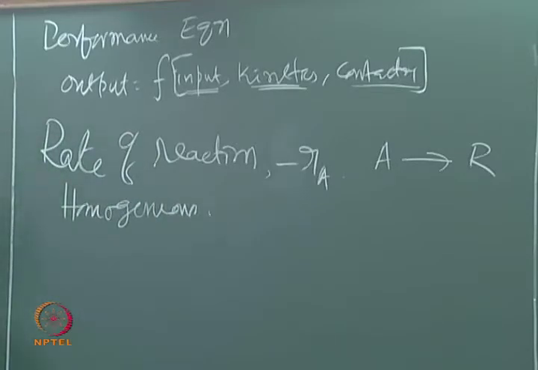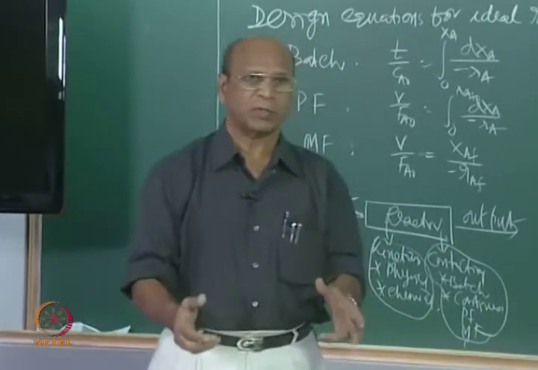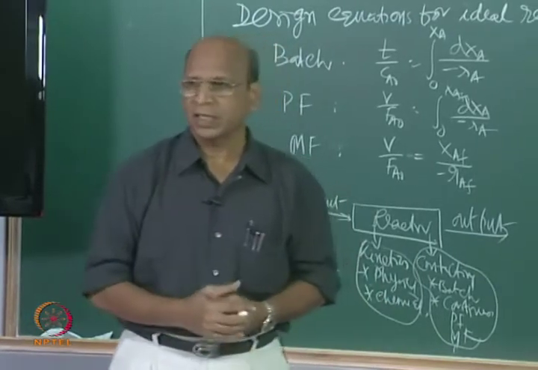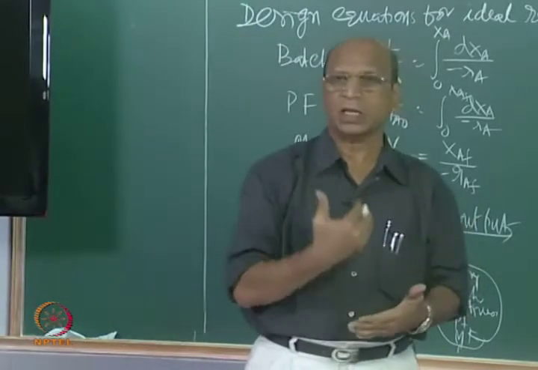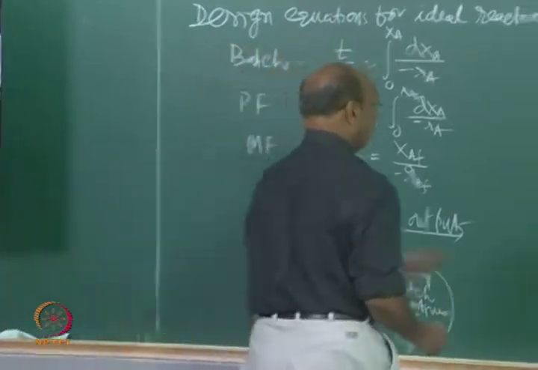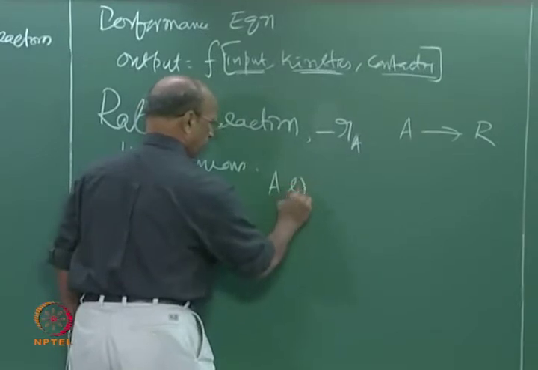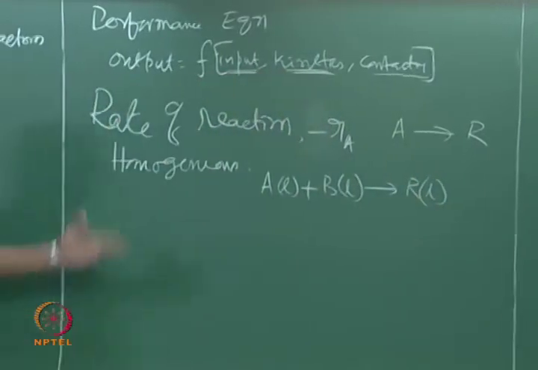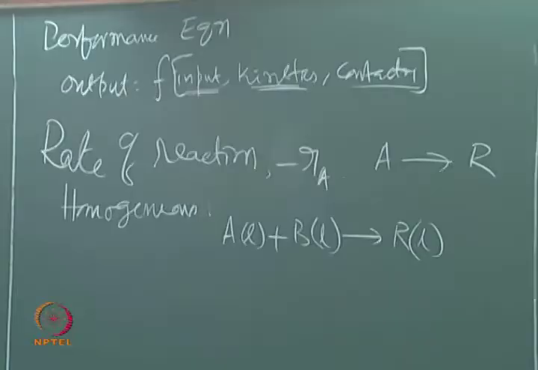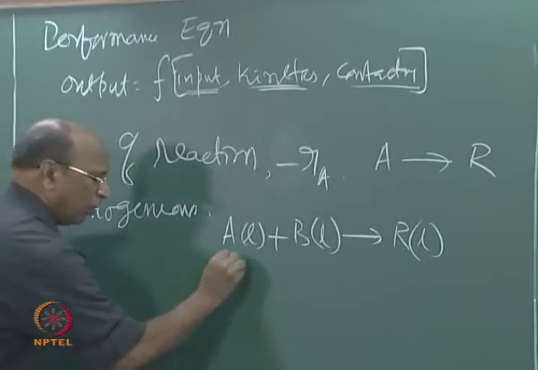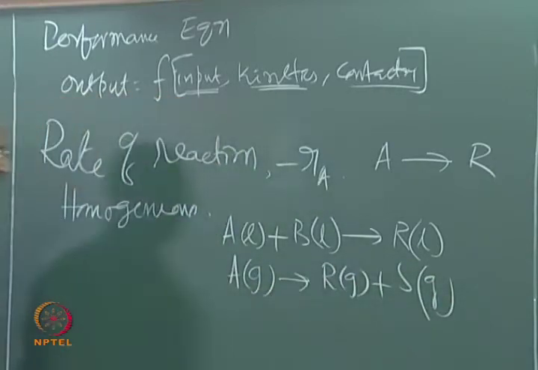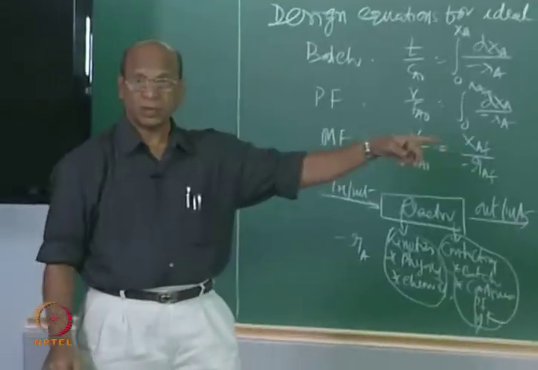Homogeneous means either I have a gas phase reaction or a liquid phase reaction, everything is available in that phase. If there are two reactants, two liquids or two gases, you do not have to do anything, they will anyway thoroughly mix. So we are talking about only gas phase or liquid phase for homogeneous reactions. Now, if I have a homogeneous reaction between A and B giving me R, liquid, how do I know what is the order of reaction? Or I may have A gas going to R gas plus S gas. I cannot have R and L and G, because that will become a heterogeneous system.